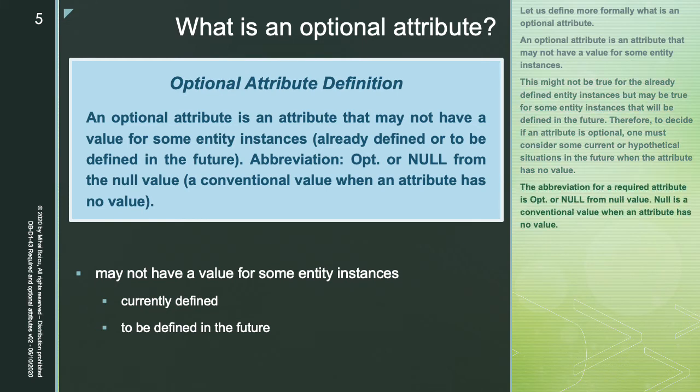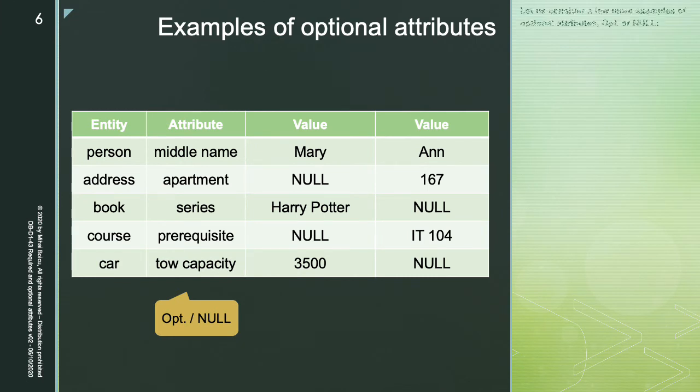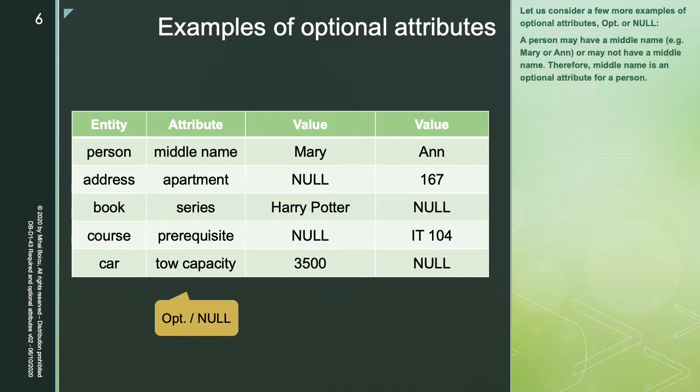The abbreviation for an optional attribute is opt or null, from null value. Null is a conventional value when an attribute has no value. Let us consider a few more examples of optional attributes, marked with opt or null. A person may have a middle name, for instance Mary or Anne, or may not have a middle name. Therefore, middle name is an optional attribute for a person.